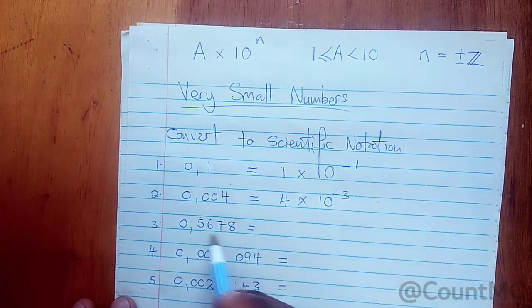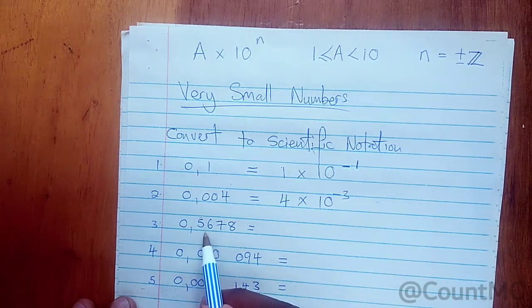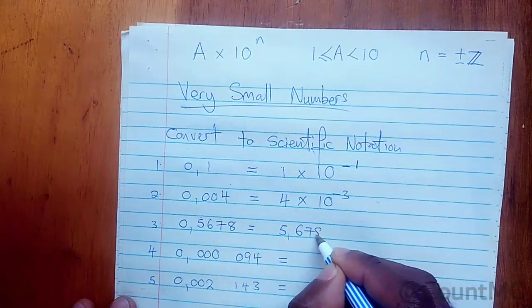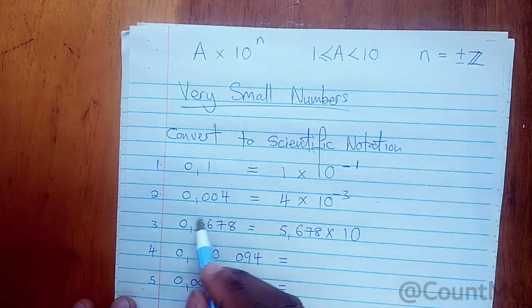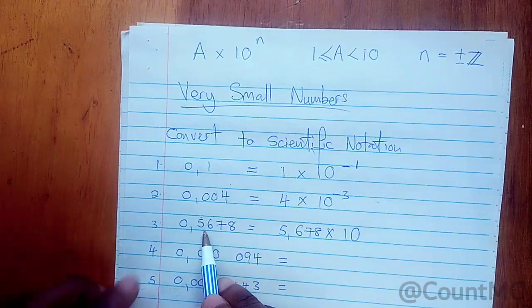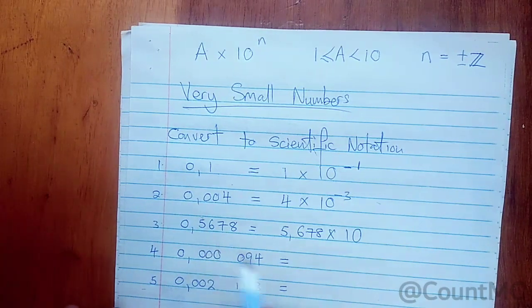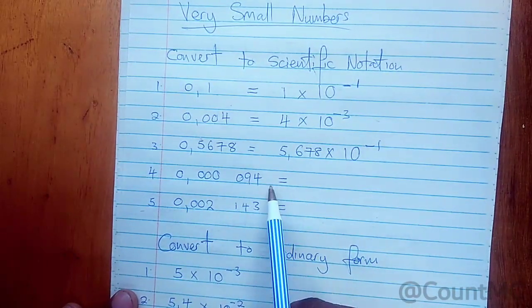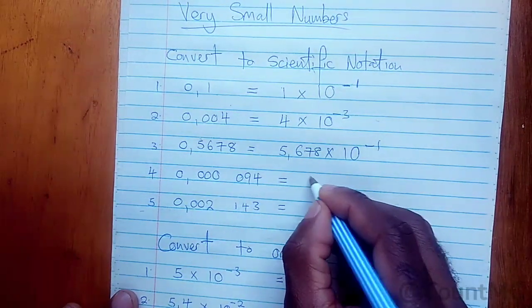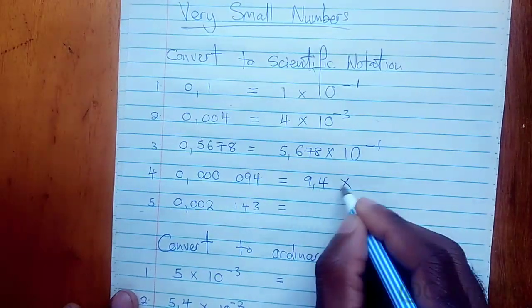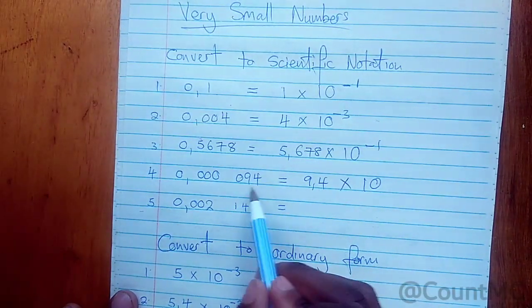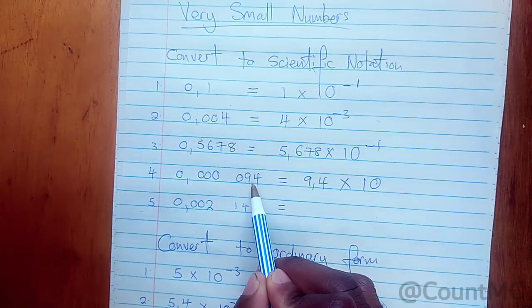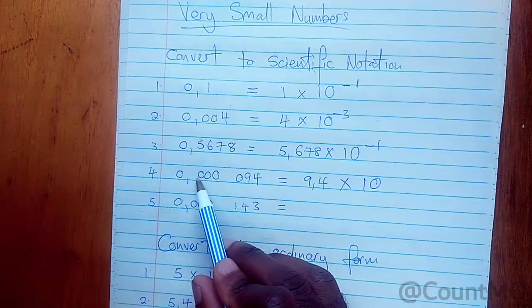So this one, to make it a scientific notation, we just need 5.6. So this will be 5.678 times 10 to the power. We moved only 1 position between this comma point and this comma point. Now this, to make it into a scientific notation, we need 9.4. Now it's in scientific notation times 10 to the power. From this point to this point, how many places are they? 1, 2, 3, 4, 5.